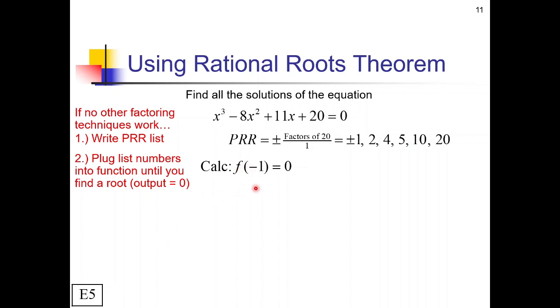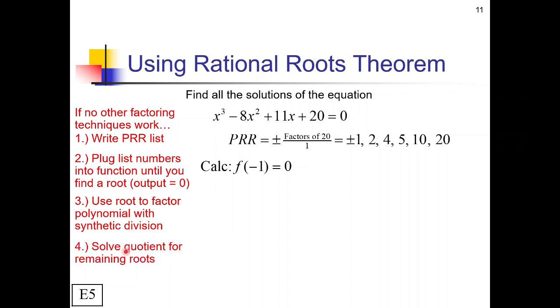And then once we have that number, we are going to use this root we just found, -1, to factor this polynomial with synthetic division, as we did in an earlier section. And then once we factor that down with synthetic division, you're going to solve your quotient for the remaining roots. So pause the video, see if you can execute that, and let's bring it back together and figure it out.